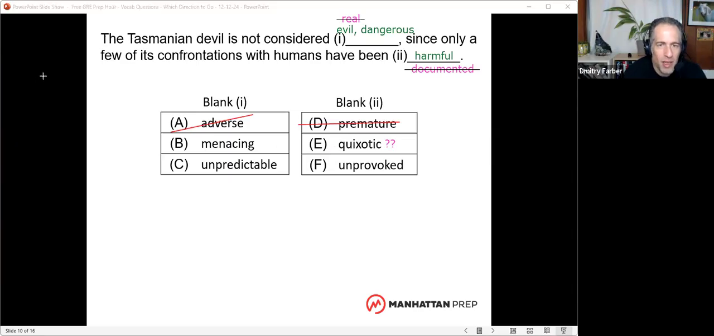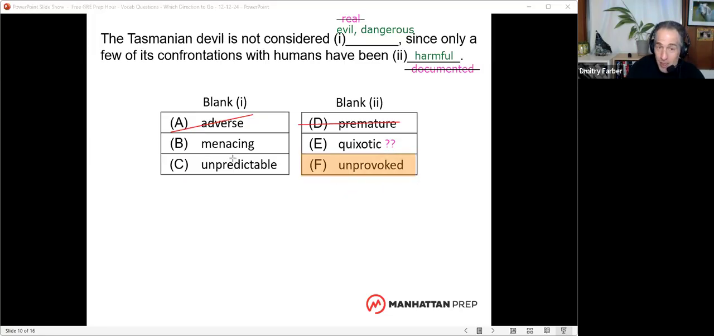Oh, that's interesting. I didn't see that coming as far as harmful, but if few of their confrontations have been unprovoked, that means when a Tasmanian devil bites you, it's probably because you're messing with it. And so if they only bite you when you're messing with them, then maybe they're not a threat. And so now I can see more what they're going for. They're saying, hey, few of their confrontations have been unprovoked, so they don't attack you out of nowhere.